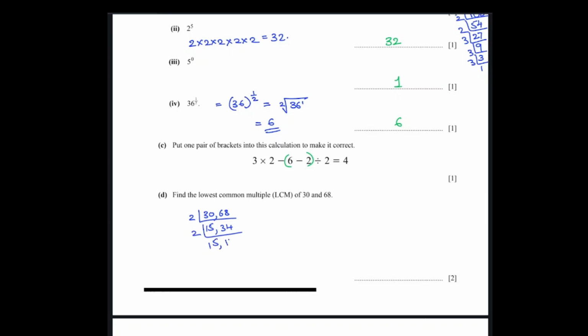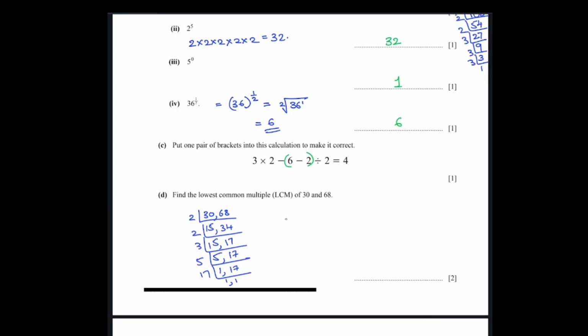2 ones are 2. 2 17s are 34. Then 3 5s are 15, 17 as it is. Then 5 ones are 5, 17 as it is. 17 ones are 17. 17 is a prime number. Now we got 1 at the end.